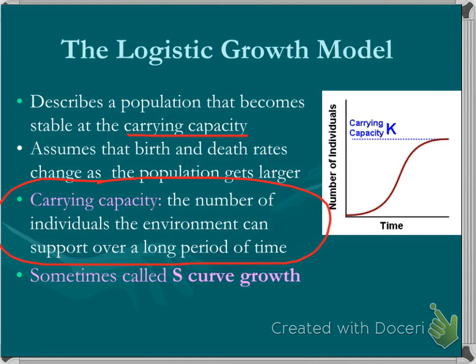So read question number 7. Talk about what it means at your table. Okay, so that is the logistic growth model. It means the population has reached carrying capacity, and now we start to see birth and death rates change.